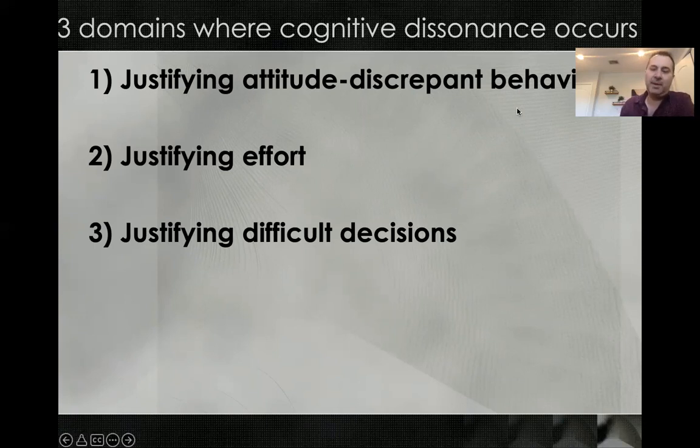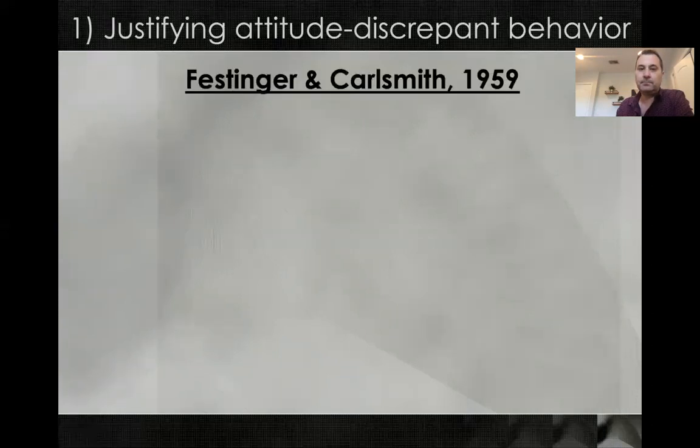Justifying attitude discrepant behavior. That's what we're going to focus on for the rest of today's class. And the first thing I want to do is to describe to you the original cognitive dissonance experiment that demonstrated this for the first time. This is Festinger and Carlsmith, 1959, a very famous paper. And remember, you don't need to know the names or the dates for the exam.